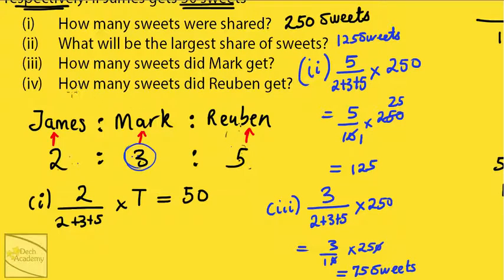The last question is as follows. How many sweets did Ruben get? We already worked that out. We know that from question 2, we determined that Ruben gets the largest share of sweets because the component of the ratio associated with Ruben is the largest, which is 5, and we worked out that the largest share of sweets is 125 sweets. So we know that Ruben gets 125 sweets. So that's the answer to part 4.